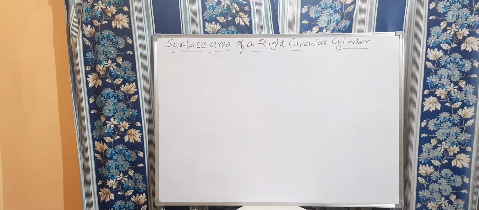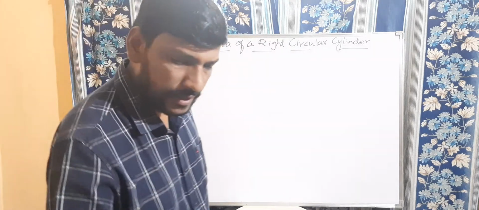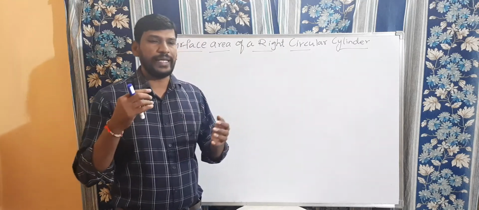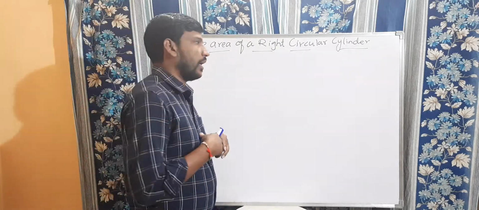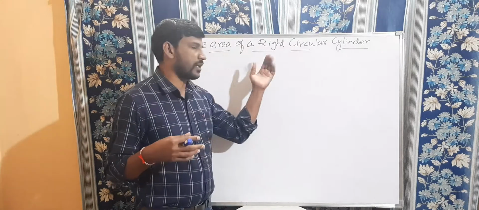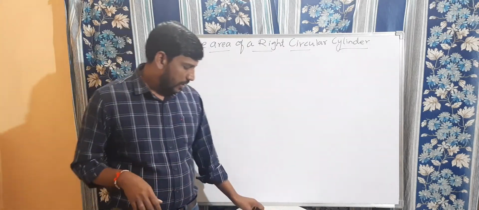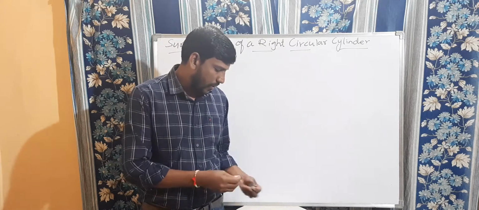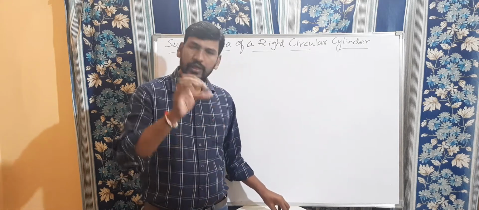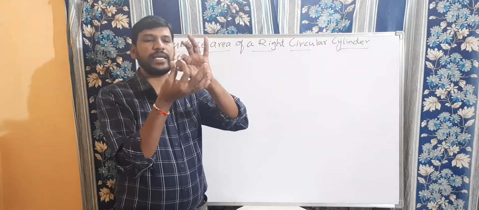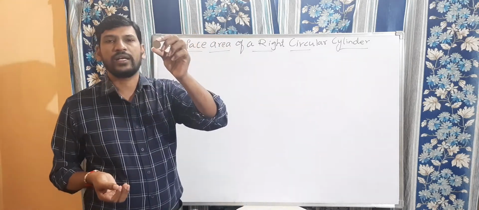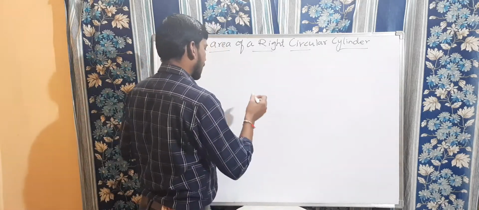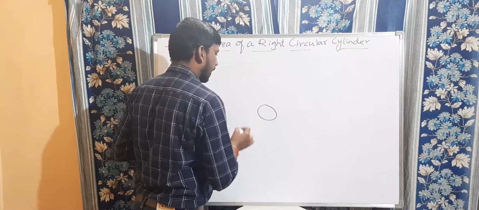Right children, let us discuss another three-dimension figure, that is the surface area of a right circular cylinder. Now, generally, observe here. I have one coin. See this here. By seeing this, it is a round figure, a circular figure. Circle, you know that circle. It is a circle like that.